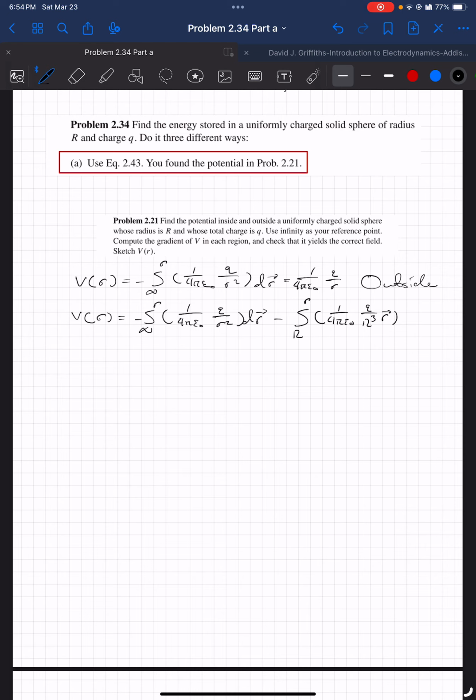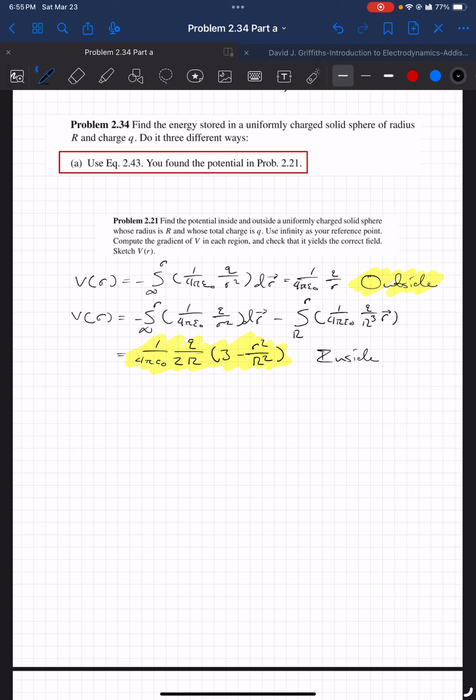And this reduces down to, for inside the sphere, 1 over 4 pi epsilon naught multiplied by q over 2 large R times, in parentheses, 3 minus small r squared over large R squared. And this is for inside. So these are the two potentials from problem 2.21 that problem 2.34 part A tells us to use. Now, the goal of problem 2.34 part A is to find the energy stored in a uniformly charged solid sphere of radius R and charge q.